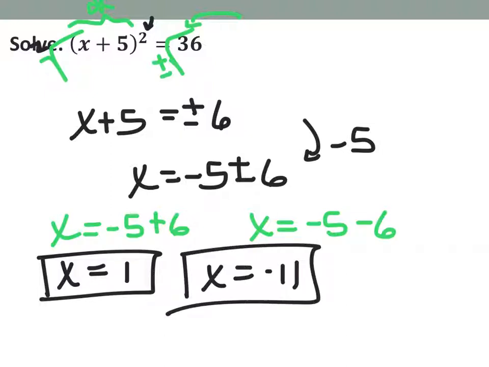Let's check those up in the original equation. Put a 1 in here. 1 plus 5 is 6. 6 squared is 36. That works. Put a negative 11 in. Negative 11 plus 5 is negative 6. Negative 6 squared is 36. So that works as well. So we have two solutions.